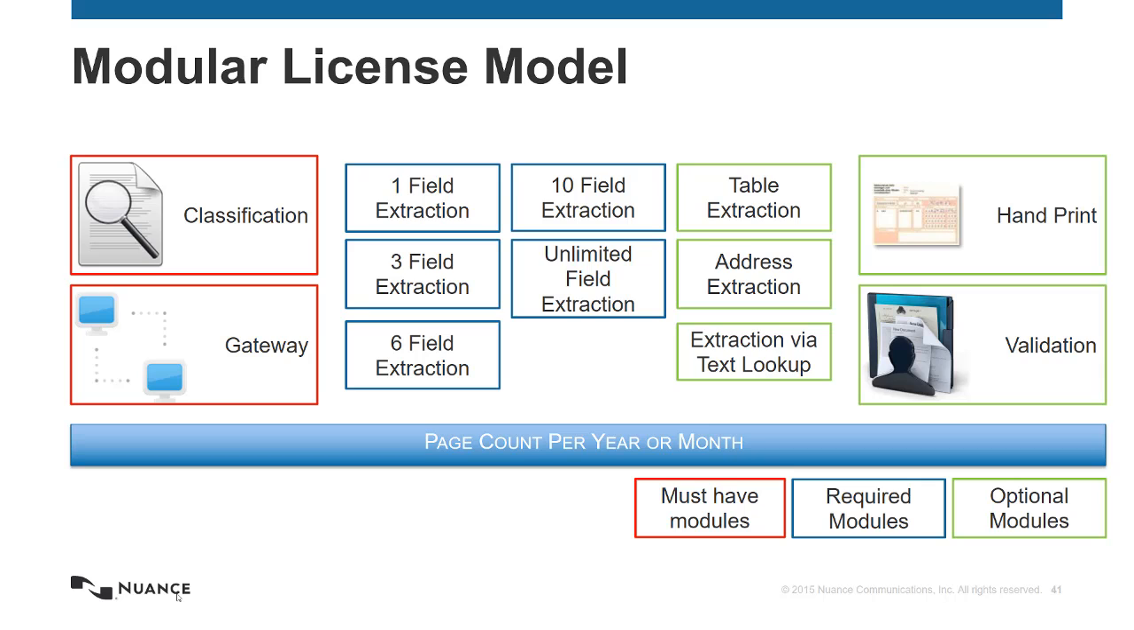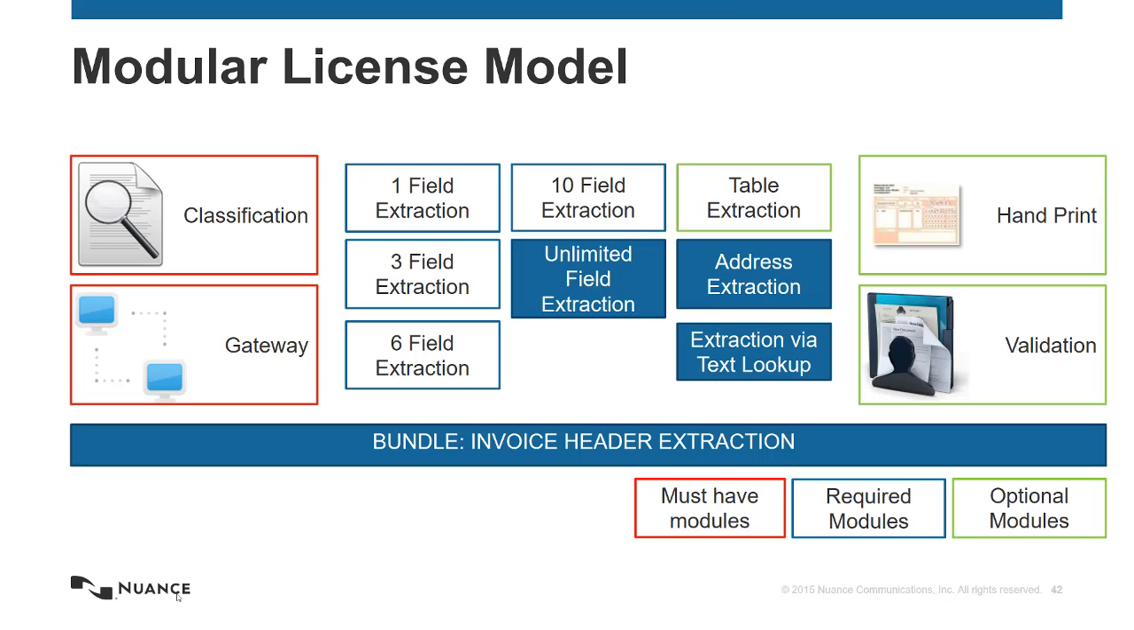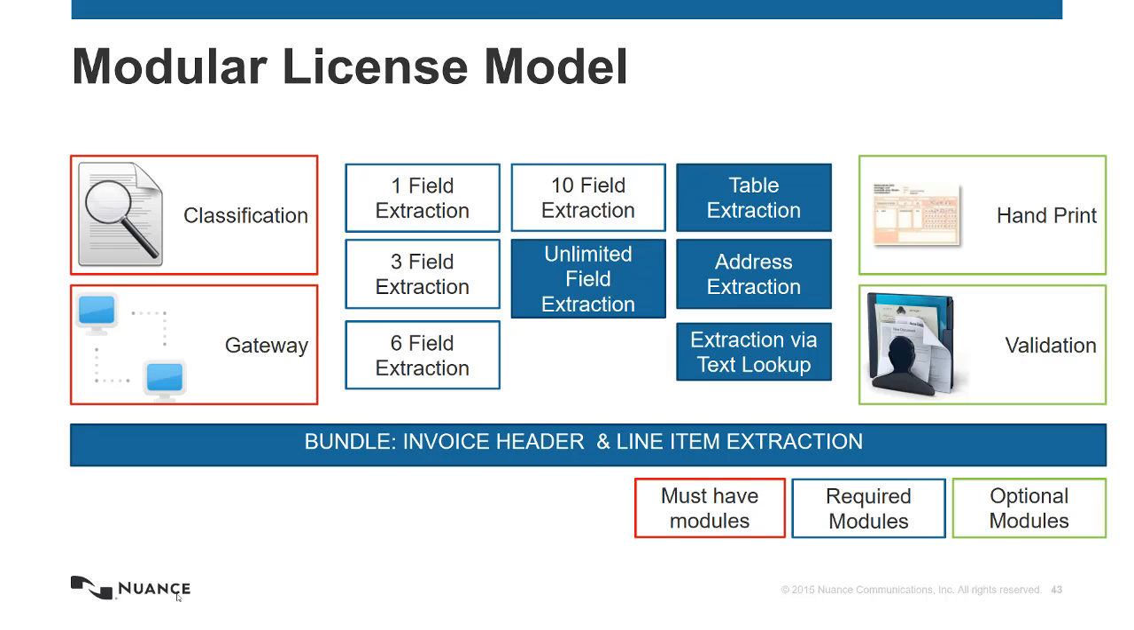If you're moving forward and actually using something like the invoice header, then the invoice header extraction license, which is available on the price book, actually includes the unlimited field extraction, address extraction, and extraction via text lookup. And it includes those so that it can actually do the extractions correctly for the invoice black box module. So address extraction and extraction via lookup are used to find the supplier of that invoice, or the vendor details, etc. The additional bundle that's available on the price list is invoice header and line item, and that then gives you the addition of the table extraction so that you can pull tables out of the process.